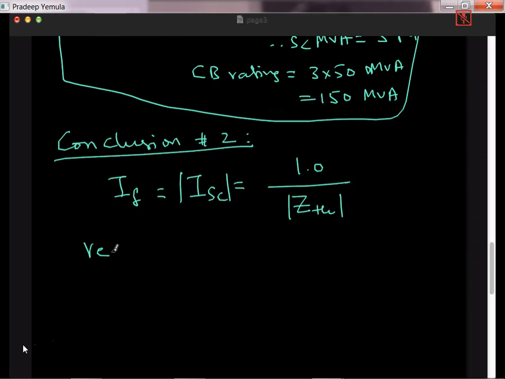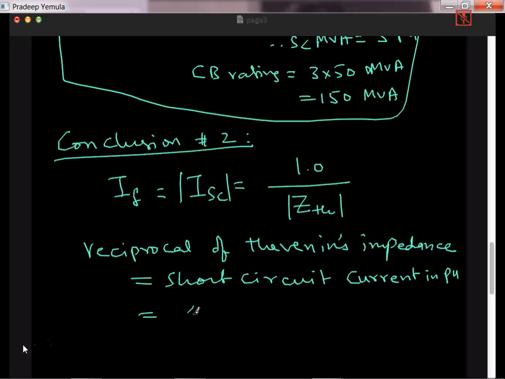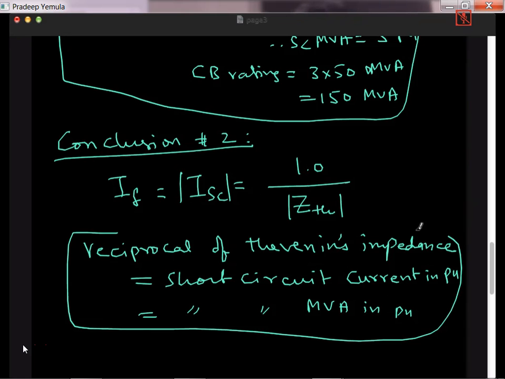So the reciprocal of Thevenin's impedance is nothing but the short circuit current in per unit, which is also nothing but the short circuit MVA in per unit. So in one shot, I am getting 3 different pieces of information.